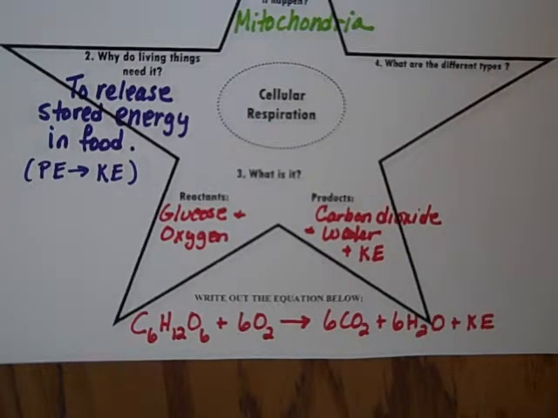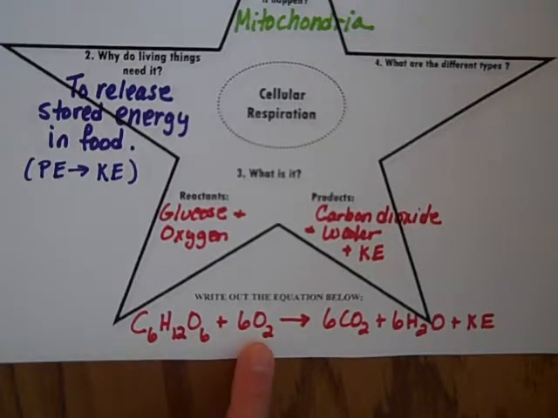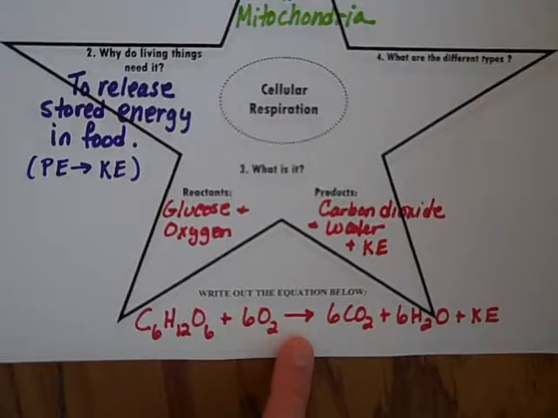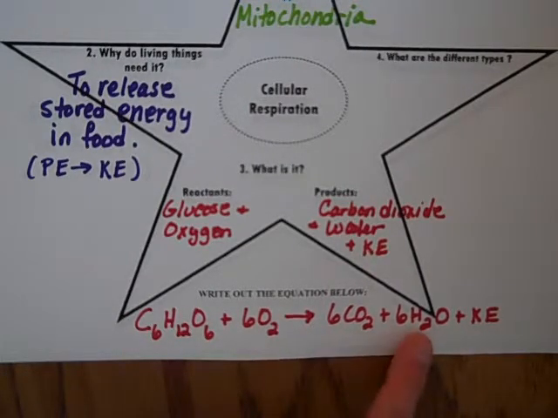So the chemical formula is glucose, C6H12O6, plus 6 O2, or 6 oxygen molecules, equals 6 CO2, 6 carbon dioxides, plus 6 H2O, 6 waters, plus kinetic energy. And again, that kinetic energy is going to be used to make one more molecule called ATP, which you heard about in the Brainpop. And that acts like a little battery for the cell.